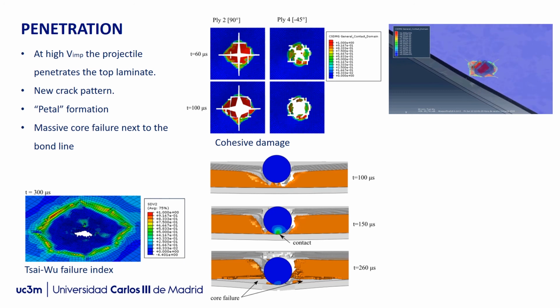The contact force exerted by the projectile on the bottom laminate creates a high tridimensional stress level in the core next to a bond line. Due to its low multi-axial strength, the core fails and a massive crack starts growing radially, reaching a distance many times higher than the projectile diameter.